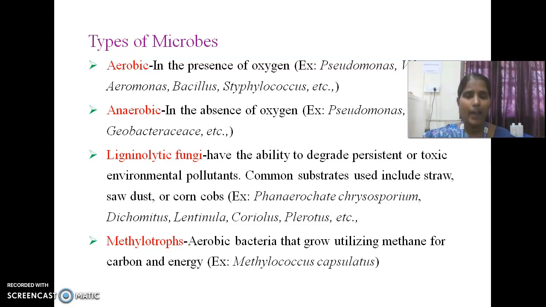Some fungi are also involved. For example, Phanerochaete chrysosporium, Dichomitus, Lentinula. So these are some fungi that also have the ability to degrade toxic substances in the environment, and also some methylotrophic bacteria. So here the bacteria and fungi have more ability to degrade the contaminant in the environment.